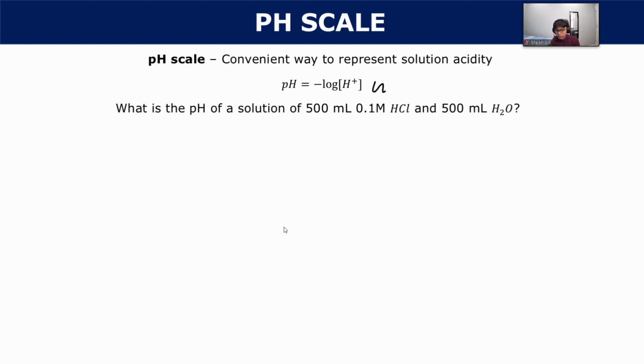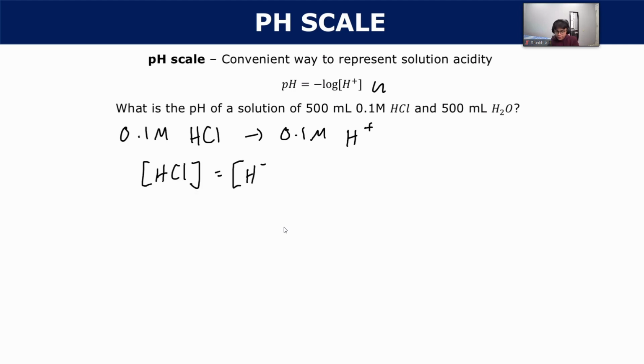First of all, let's take a look at the initial concentration of hydrogen ions. We know that in 0.1 molar hydrochloric acid, we're going to have 0.1 molar hydrogen plus ions. The reason is because hydrochloric acid is a strong acid, so the concentration of HCl is going to equal the concentration of H plus ions. So we know that our initial concentration is going to be 0.1 molar. But unfortunately, we're not done yet, because we need to do a dilution.